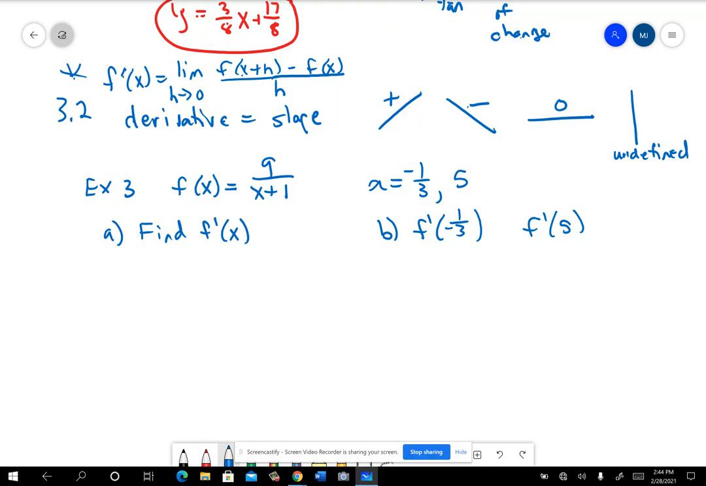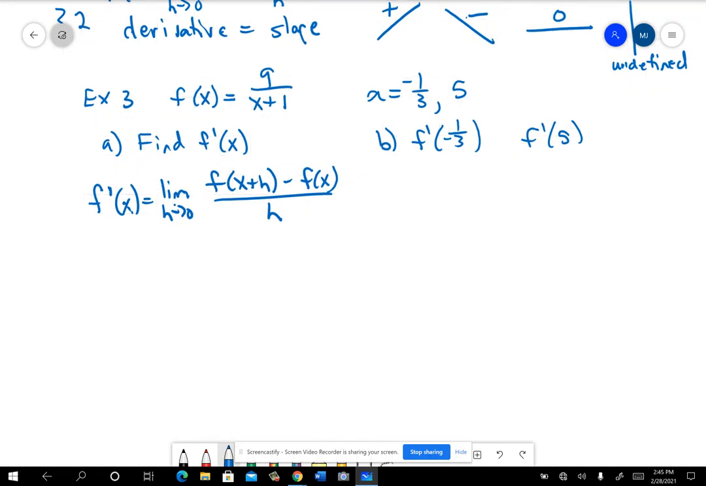Okay, so let's use that. To find f prime of x, we set up the difference quotient and do the limit thing. So f prime of x would equal the limit as h approaches 0 of f of x plus h minus f of x over h. If you'll write that a few times, you'll have it down. Which equals, in this case, 9 over x plus h plus 1 minus 9 over x plus 1. See how I'm not plugging in a particular value for the x. So the x's and h's are going to all be in there.